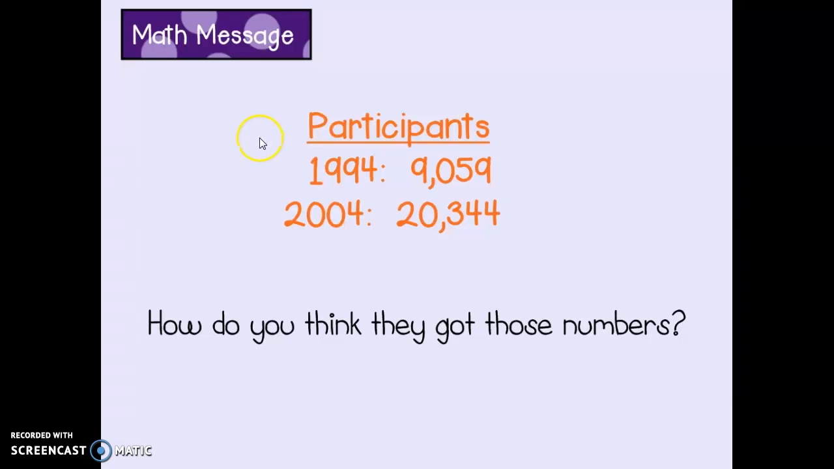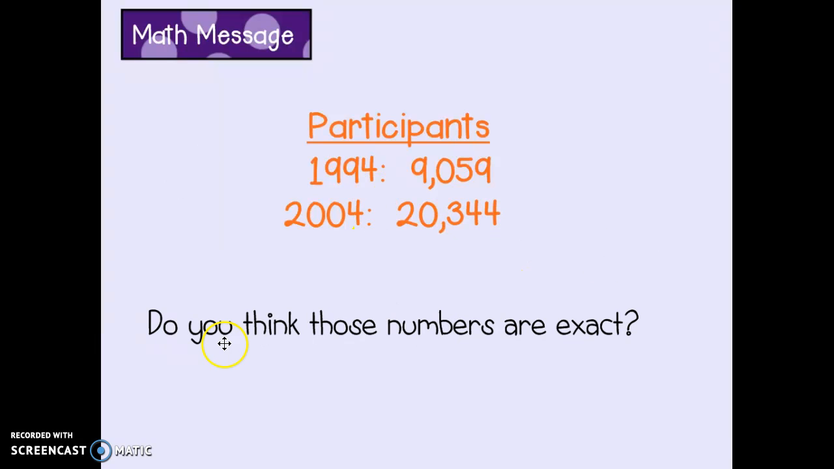So let's look again at some other data. In 1994, they had 9,059, and in 2004, they had 20,344. How do you think they got those numbers? Do you think those numbers are exact? Those numbers are pretty close to exact because they can track how many people are running in the marathon based on how many numbers they sold. You can also tell it's not a rounded number, which means it's pretty close to exact.